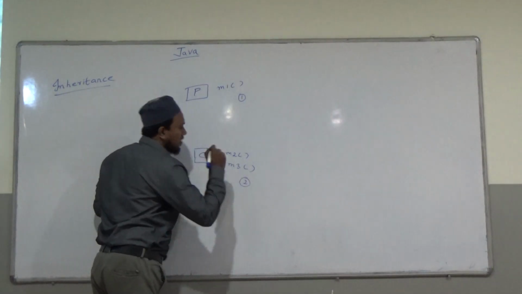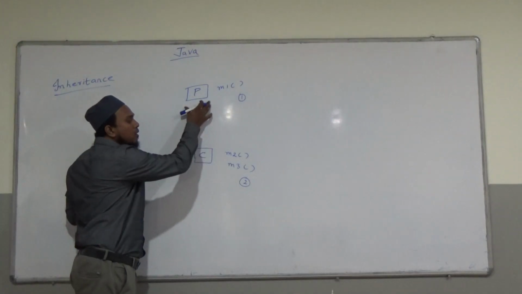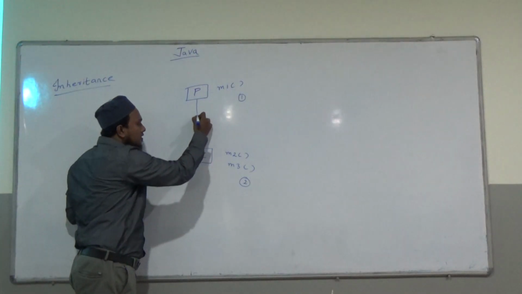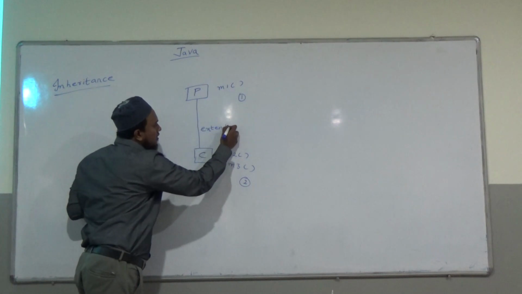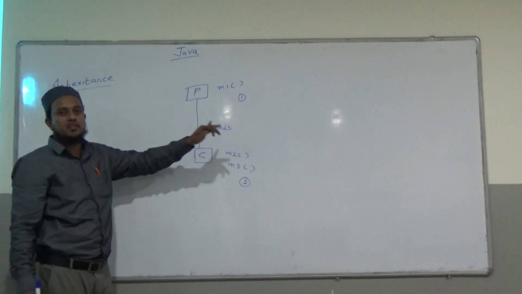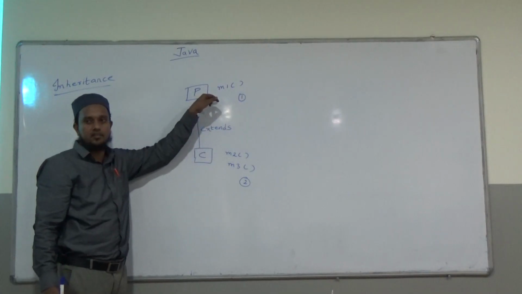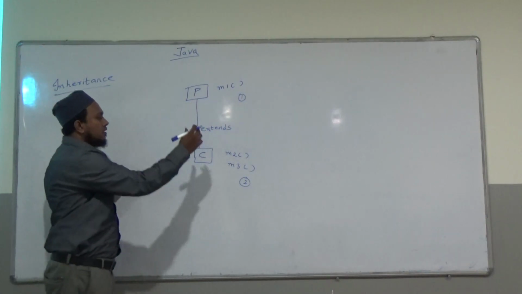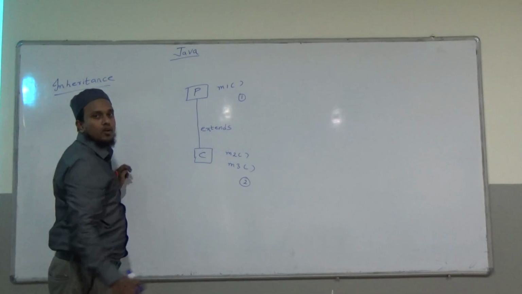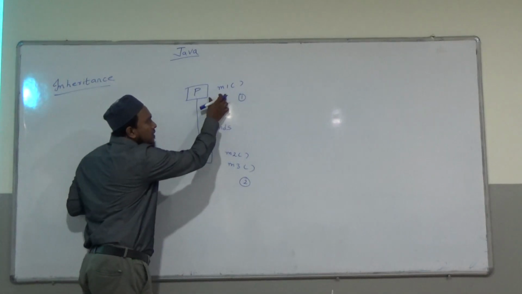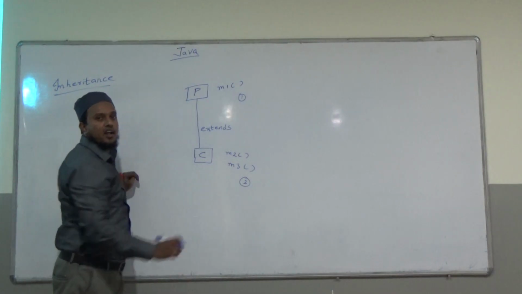Total two methods. Now if child class wants to acquire the properties of parent class, there is one keyword called the extends keyword. What is the keyword name? Extends keyword. With the help of this extends keyword, child class can acquire the properties of parent class. Understanding? Now when I write C extends over here for the child class, whatever properties parent class has will be reflected for child class as well.